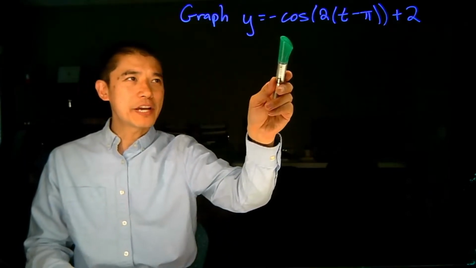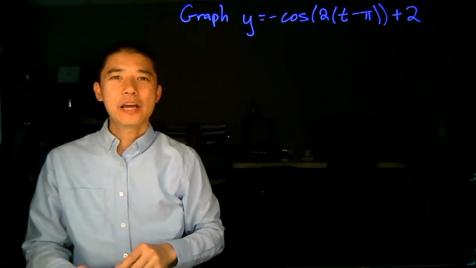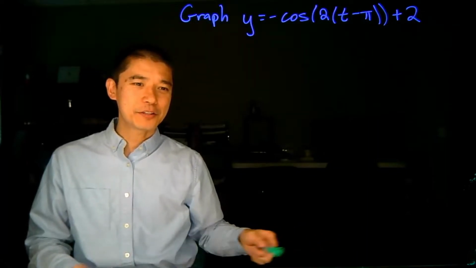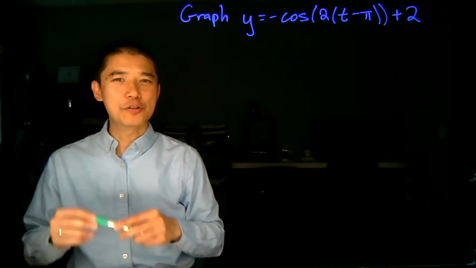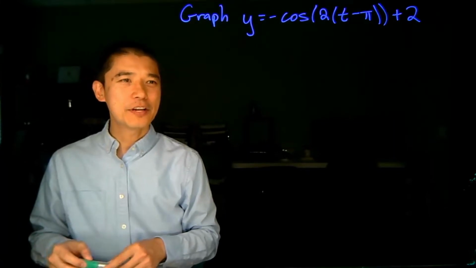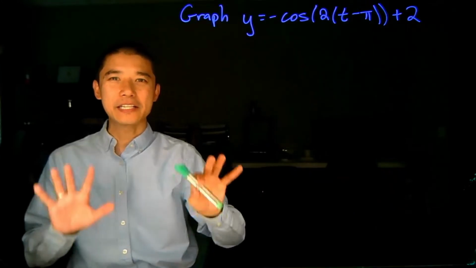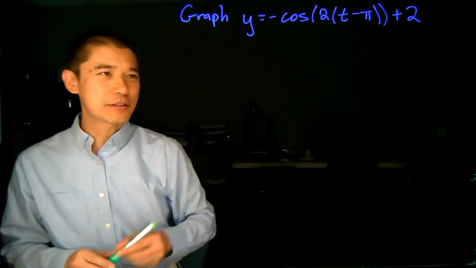Graph y equals negative cosine of 2 times (t minus pi) plus 2. And in this case, we're going to sketch the graph first and then create the chart of key values. In the end, for my classes, the way I teach this, I really want you to know the locations of those key values. You can either do it by plotting the points on the graph itself or by creating a chart at the end. It doesn't matter. The point is that you need to be able to have that information. So let's go ahead and get started here.